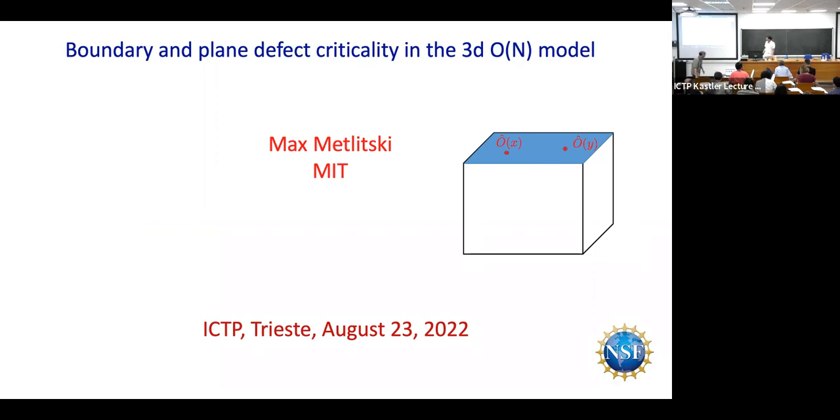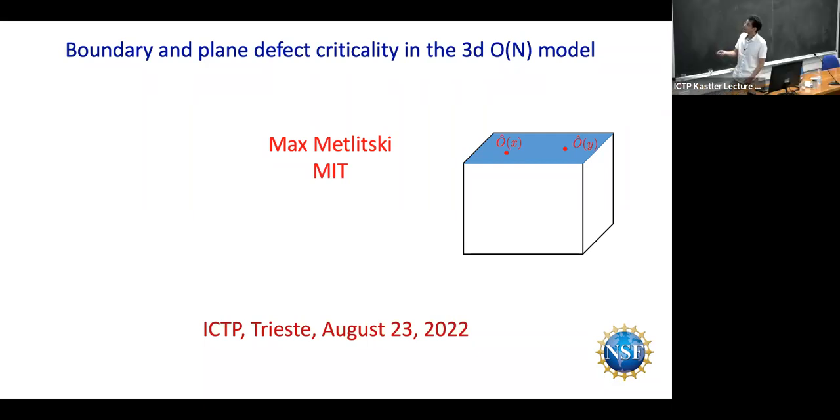And I would like to talk about boundary and plane defect criticality in the 3D O(N) model. So I have to apologize from the very beginning that there will not be very much quantum in my talk, but there will be criticality.